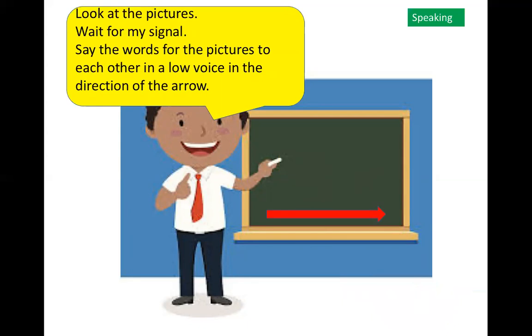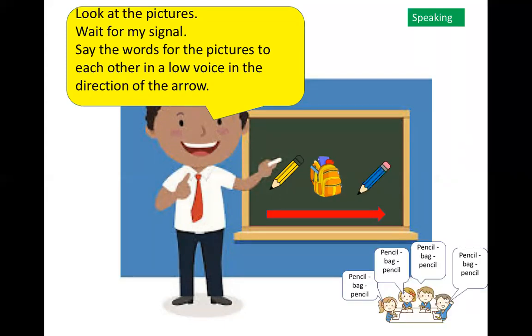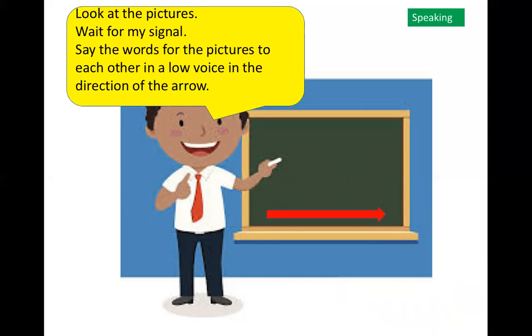Look at the pictures, wait for my signal, say the words for the pictures to each other in a low voice in the direction of the arrow. Remember, put your hand up as telling them not to speak now, and you put picture 1, picture 2, and the kids have to say the words in the order of the arrow. And they will say, pencil, bag, pencil. So let's show it again. We raise the level to 3 pictures instead of 2.